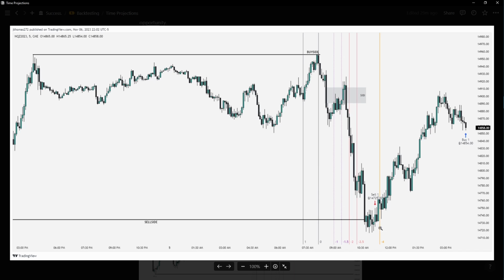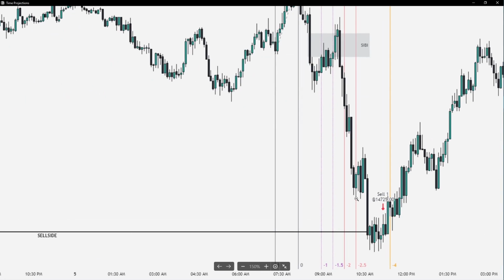Sell off, and then right in between -2.5 and -4, we see that sell side liquidity ran out. Probably reach into some price deviations in there between -2 and -2.5. You can see the low, the quick expansion from the entry to -2.5 is pretty consistent.